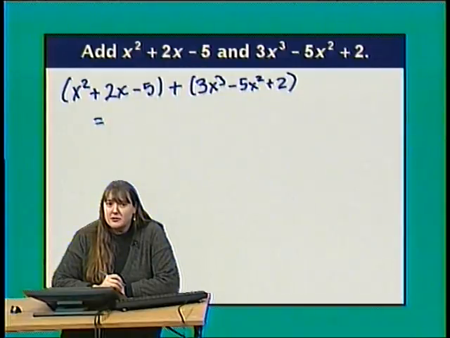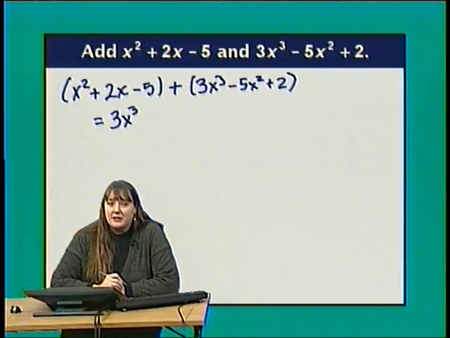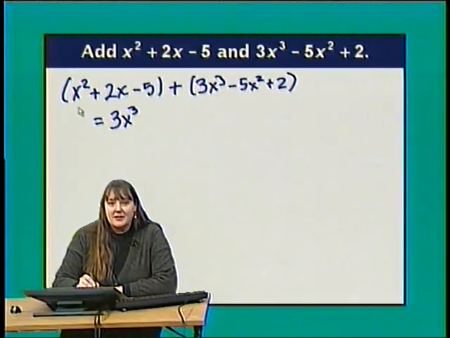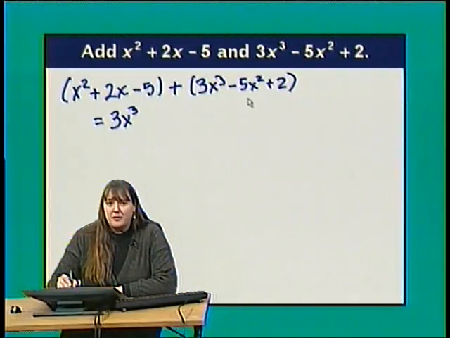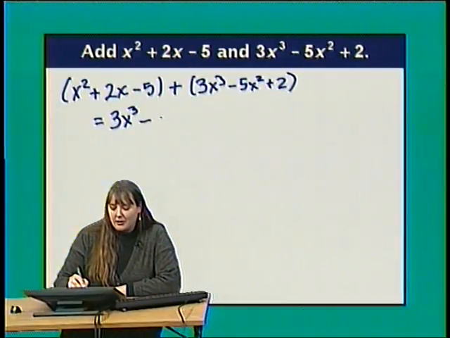All I need to do here is look for like terms. I'm going to start with my highest degree term so I can write my simplified polynomial in descending order. So 3x cubed has an exponent of 3. That's my highest degree term. There aren't any other third degree terms to add to this. Now I'm going to look for second degree terms. In the first polynomial, I have x squared. In the second polynomial, I have minus 5x squared. Adding these together, I have minus 4x squared.